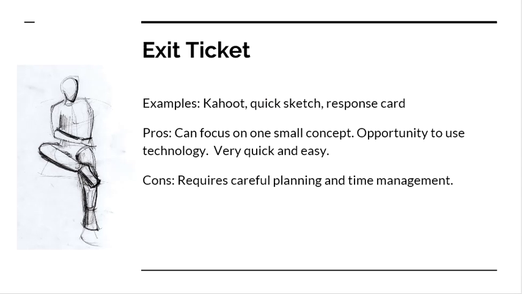The first type of alternative assessment that teachers can use in art classes is an exit ticket. When I gave my lesson, I used this method and I found it to be very effective. One example of an exit ticket can be a quick Kahoot. It can be 5 questions. It can be a quick sketch, responding to maybe an element of art or a simple response card of one question.